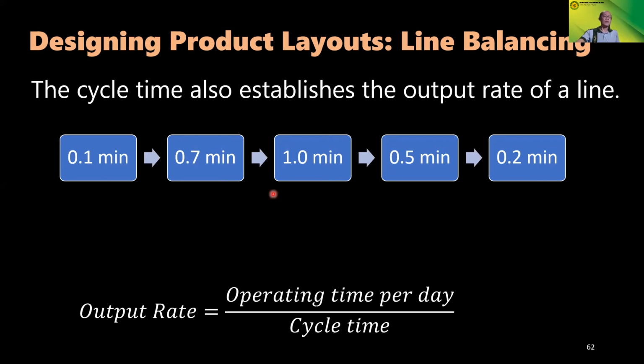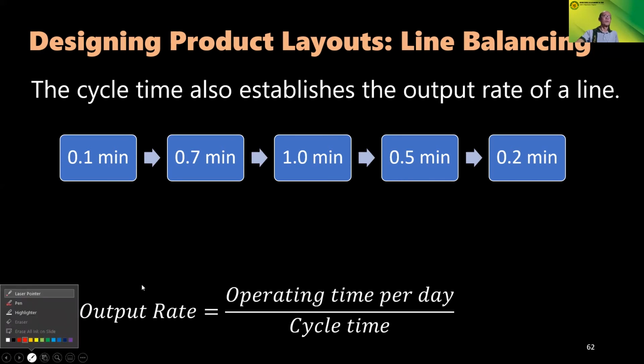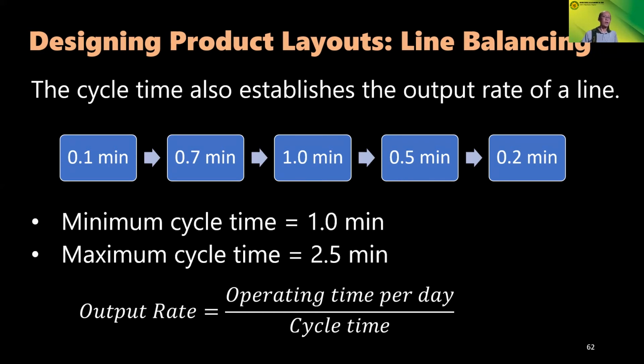The minimum cycle time is equal to the longest task time, which is 1 minute, okay, this one here, which is task 3, and the maximum cycle time is 2.5 minutes, which is the sum of the task times. That's 0.1 plus 0.7 plus 1 plus 0.5 plus 0.2. Okay, that is your maximum cycle time of 2.5 minutes. The minimum cycle time would apply if there were 5 workstations. The maximum cycle time would apply if all tasks were performed at a single workstation.